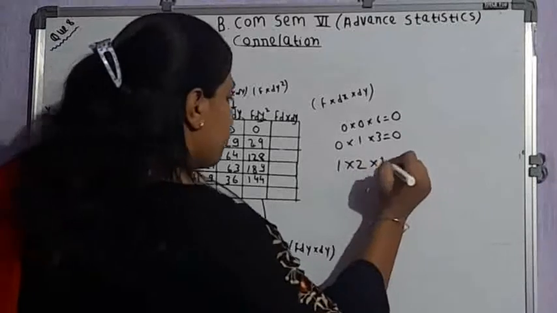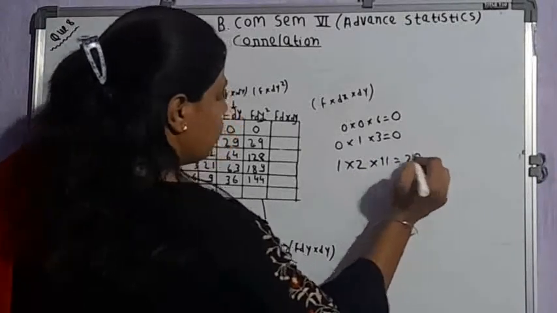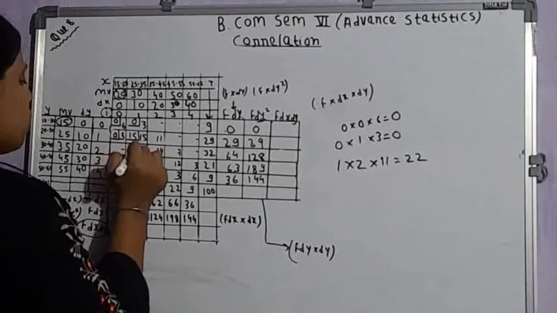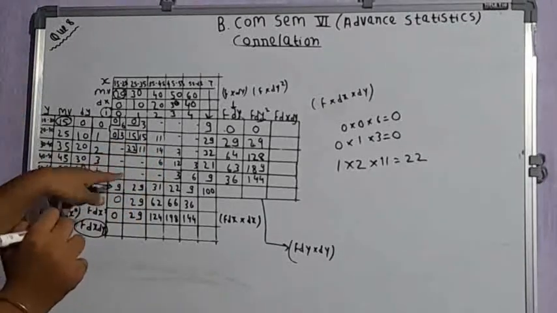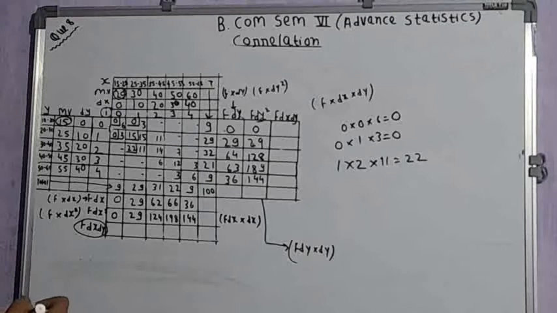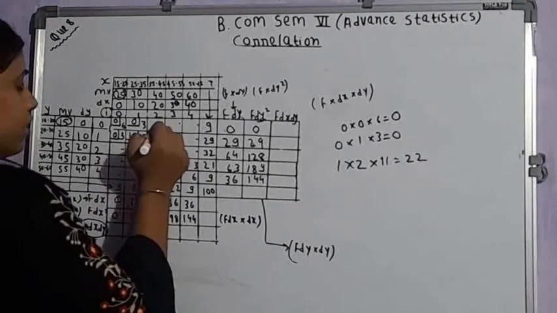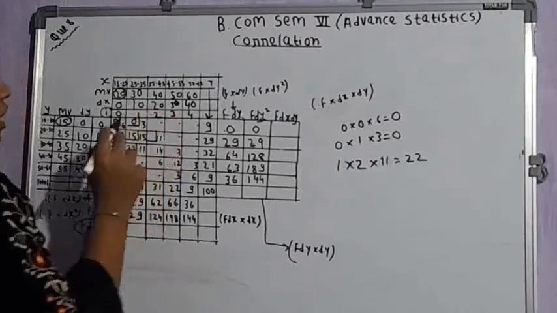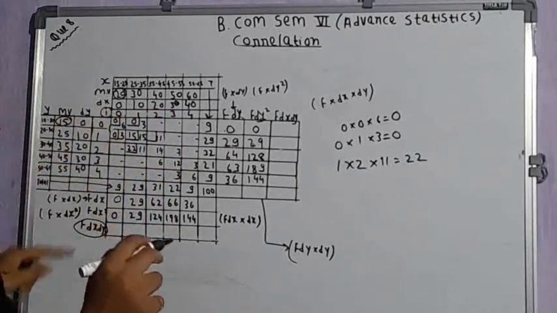Okay, so it would come to 22. 11 into 2 is 22, so we will write 22 over here. Then again here the frequencies are 0, so we don't have to make any calculation. Then here the frequency is given, that is 11. What we have to do is f into dx into dy.